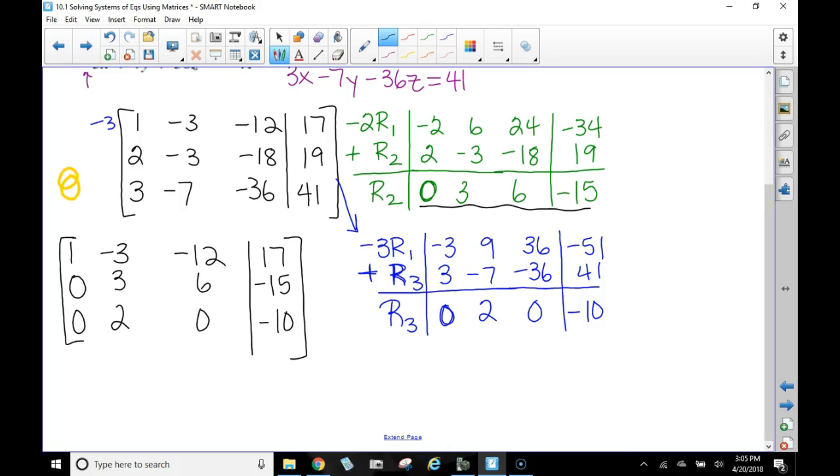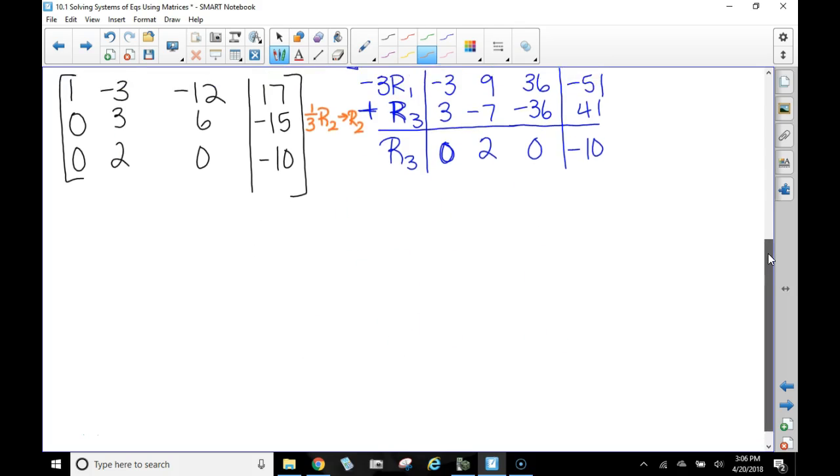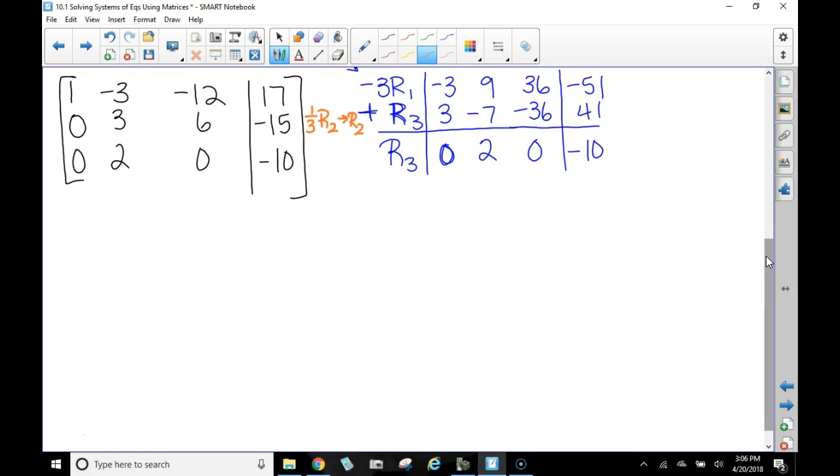Now, I'm going to go ahead and do a couple of things. What I want to do here is get a leading 1. And I can do that with either the second or third row really easily. Let me say my next thing that I'm going to do is take 1/3 of row 2 to get my new row 2. And let me write that down below. I'll just take a minute and recopy that with a new row 2. That is 1/3 of row 2. That just means I'm going to divide everything through by 3, essentially.